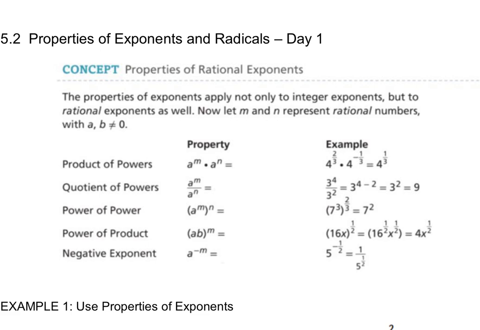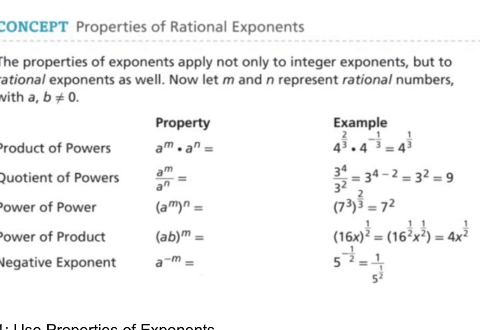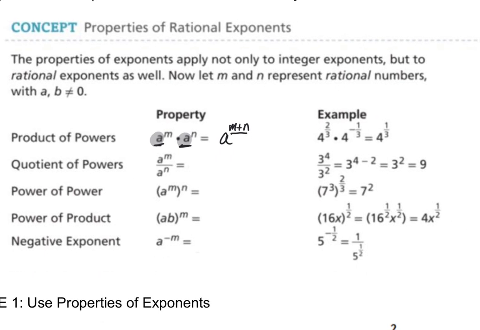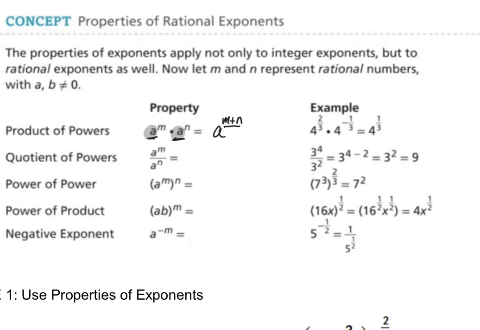The product of powers. If we have two powers with the same base, notice the bases both have to be a. If we want to combine a to the m times a to the n, if the bases are the same, then we can combine them and it's going to be a to the m plus n. So a product of powers means you add the exponents. I have some examples over on the right that you can always come back to. We'll go through some more examples down below.